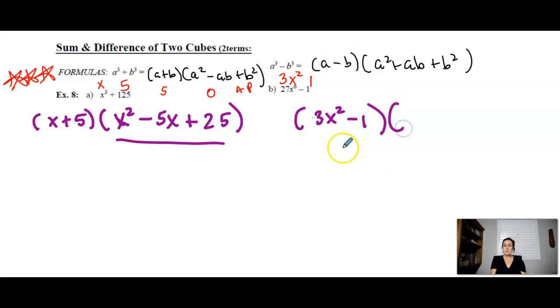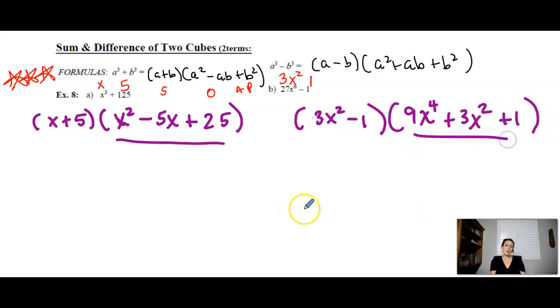And then you've got a squared. Be careful, students miss this a lot. You have to do 3 times 3 is 9, and then x squared times x squared is 2 plus 2, which is x to the 4th. Then you have plus a times b, 3x squared times 1 is 3x squared, and this is a plus, SOAP. And then b squared is 1 times 1, which will give you plus 1. Again, this part will always be imaginary. And there you go. I just factored a sum and difference of cubes.